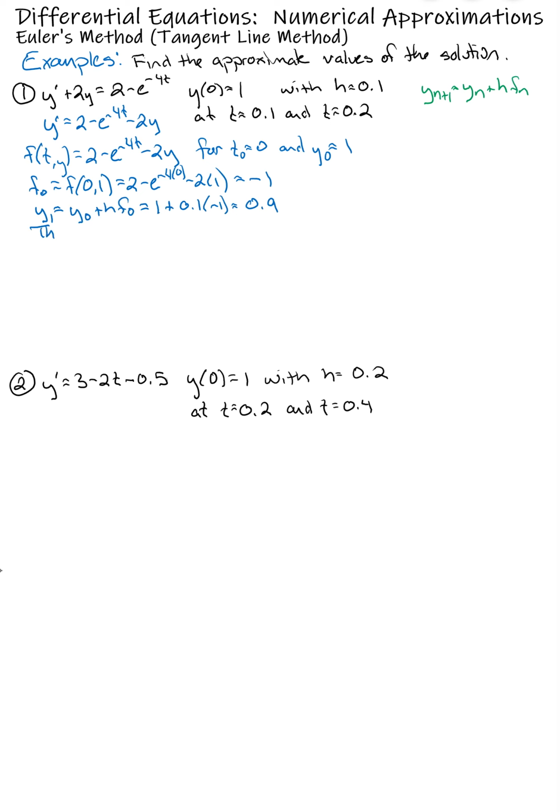Thus, at t equal to, this is our first step, so we started at 0, right? My initial t value was 0, and I went one step above that, so 0 plus 1/10, so we're now at the t value of 1/10. We have y1 is equal to 9/10, and this is the approximate solution.